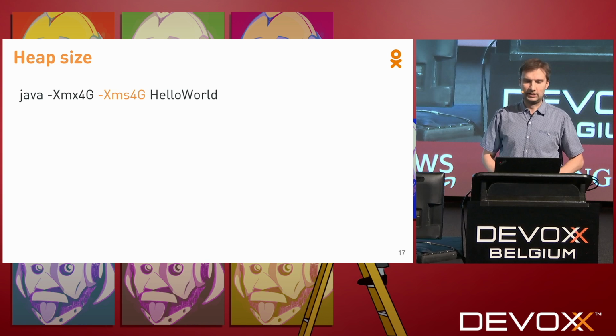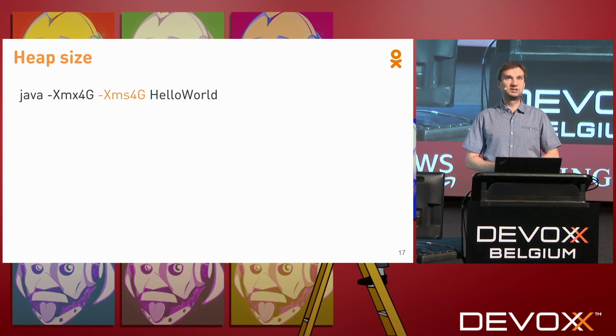I found that the Xms option is often misunderstood. So many developers think that it's the minimum size. But actually, even if you set Xms equal to Xmx, the heap can still resize, and the size can even decrease below the Xms value. And if you really don't want the heap to resize, turn off adaptive size policy instead.